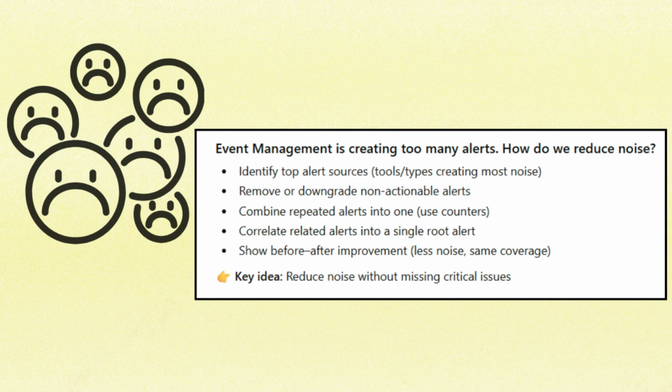Then, at the third point, we consolidate the repeated alerts for the same issue into a single alert with one counter. Then one more intelligent step is to group the related alerts, so one root cause produces one primary alert instead of many tickets. This will definitely help there. Finally, we share before and after metrics with the stakeholders, and hopefully these steps will reduce the noise, lower on-call stress, and rebuild the trust in event management.